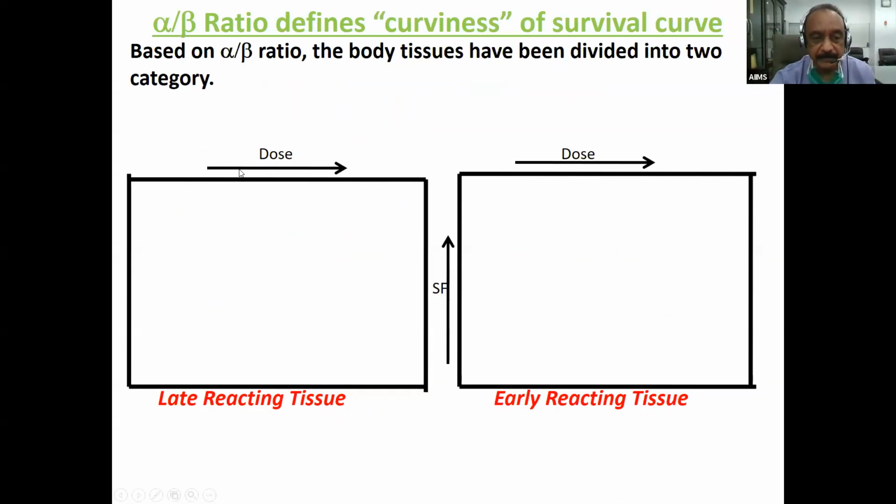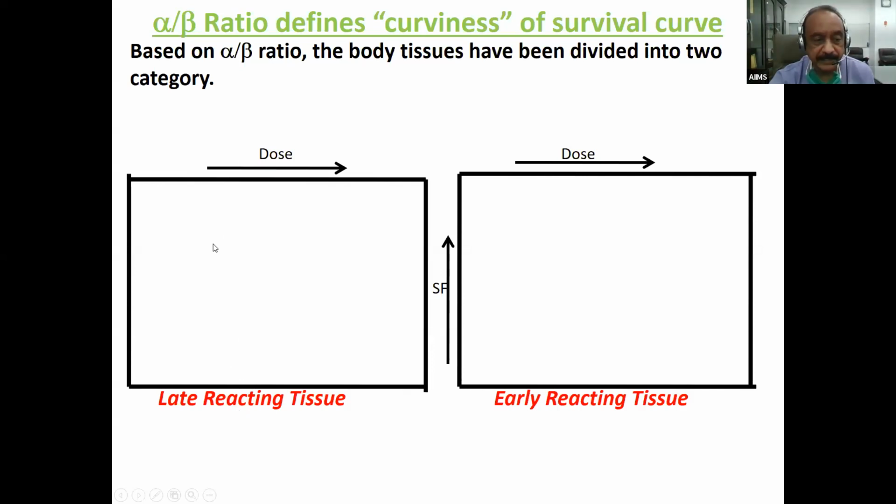Now, based on alpha beta ratio, normal body tissue have been categorized into two categories, that is late reacting tissue and early reacting tissue. Now, both types of tissue will have different shapes of the cell survival curve because they have different alpha beta ratio. So let us first focus on the left panel, which reflects the late reacting tissue.